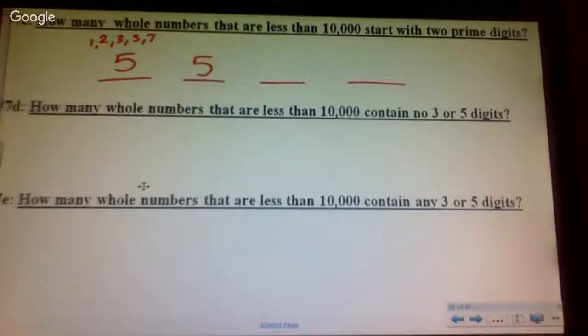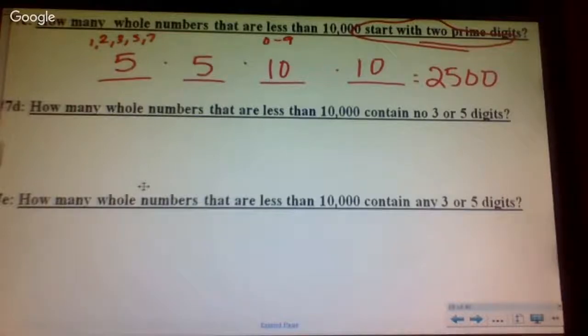10. From 0 to 9 for these last ones. The only restriction I had was starting with 2 prime digits. So I've got 10 options here and 10 options here, which gives me a total of what? A number. Yes, a number. 2,500.